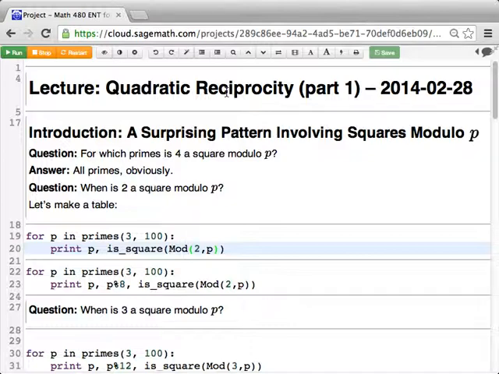Is 4 a square mod 5? It's not very hard. Raise your right hand if you think 4 is a square modulo 5. It is 2 times 2, so it's already a square, so it's obviously a square modulo 5. Is 2 a square modulo 5, though?